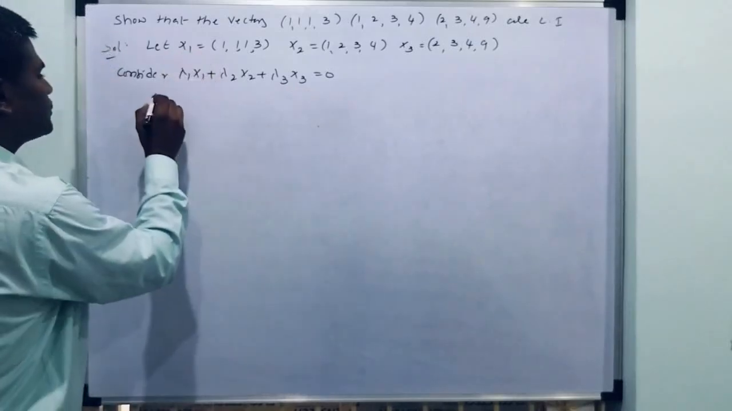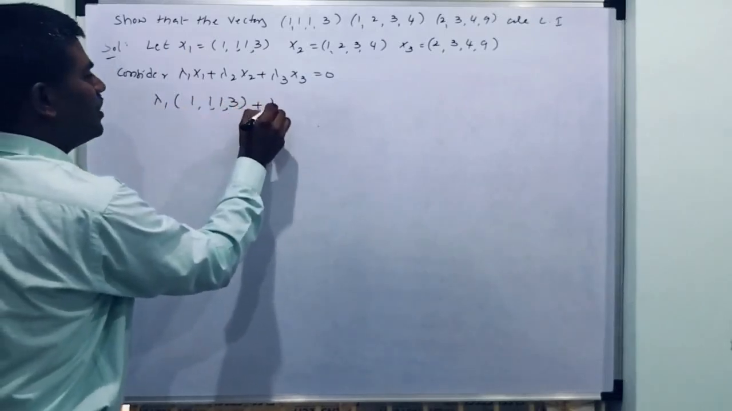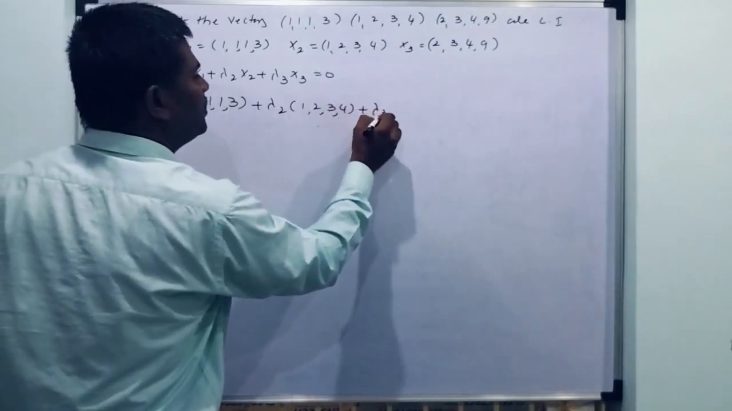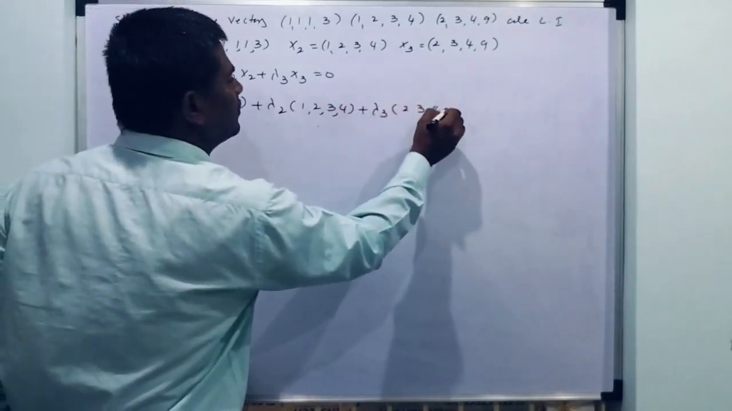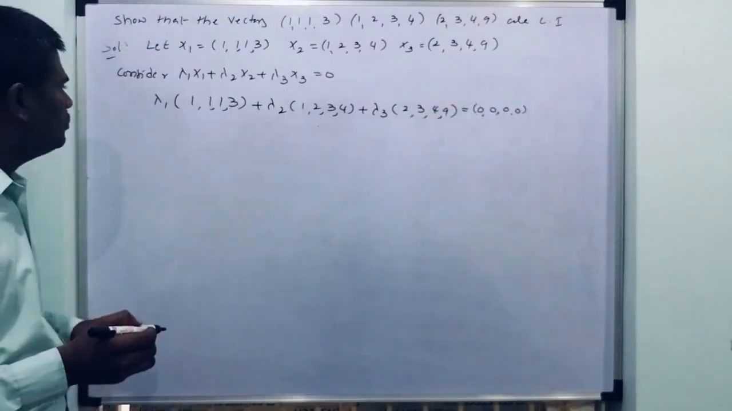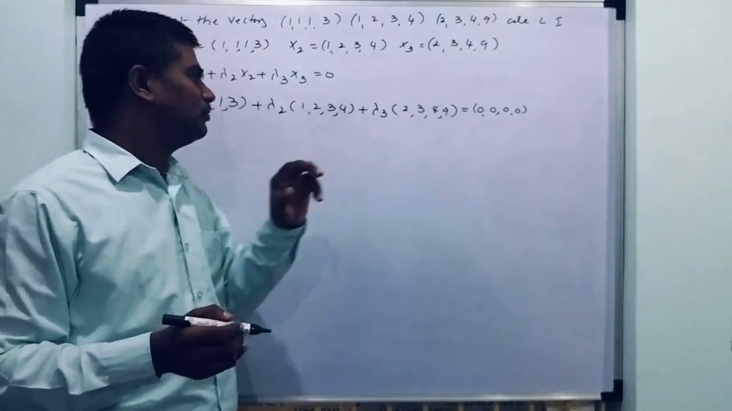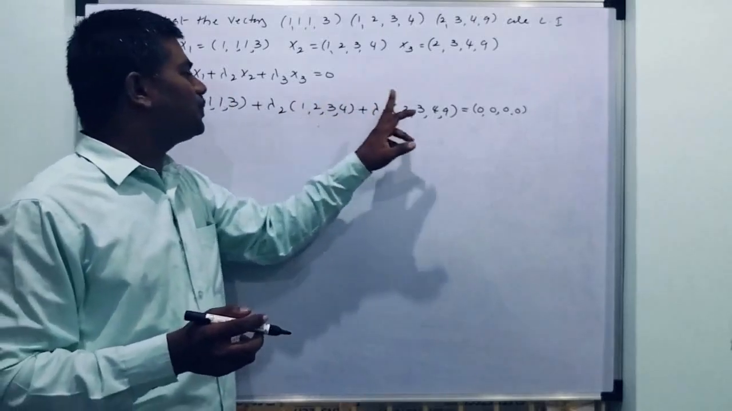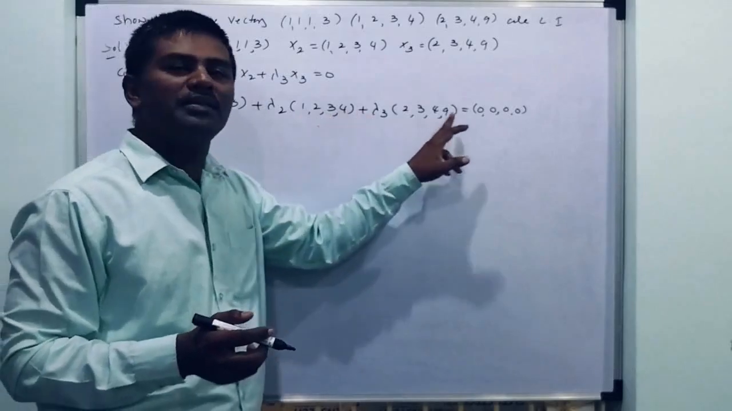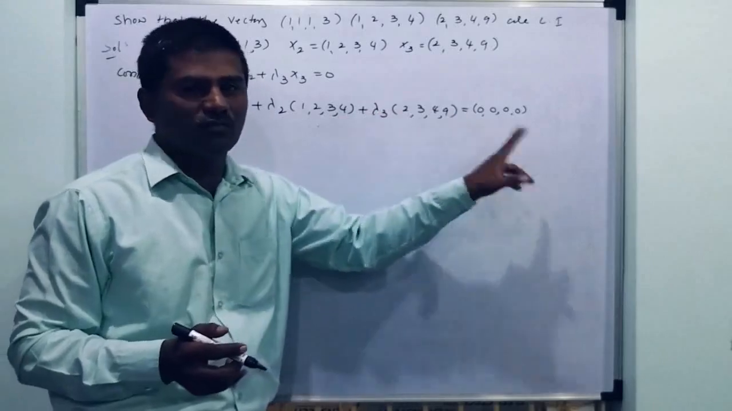That is, lambda 1 into (1, 1, 1, 3) plus lambda 2 into (1, 2, 3, 4) plus lambda 3 into (2, 3, 4, 9) equal to (0, 0, 0, 0). Now, lambda 1 plus lambda 2 plus 2 lambda 3 equal to 0. Lambda 1 plus 2 lambda 2 plus 3 lambda 3 is equal to 0. Lambda 1 plus 3 lambda 2 plus 4 lambda 3 is equal to 0. 3 lambda 1 plus 4 lambda 2 plus 9 lambda 3 is equal to 0.